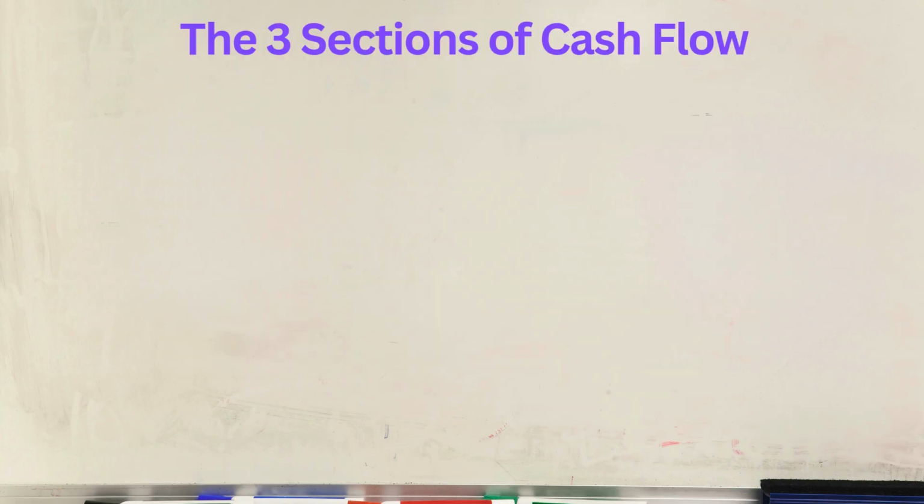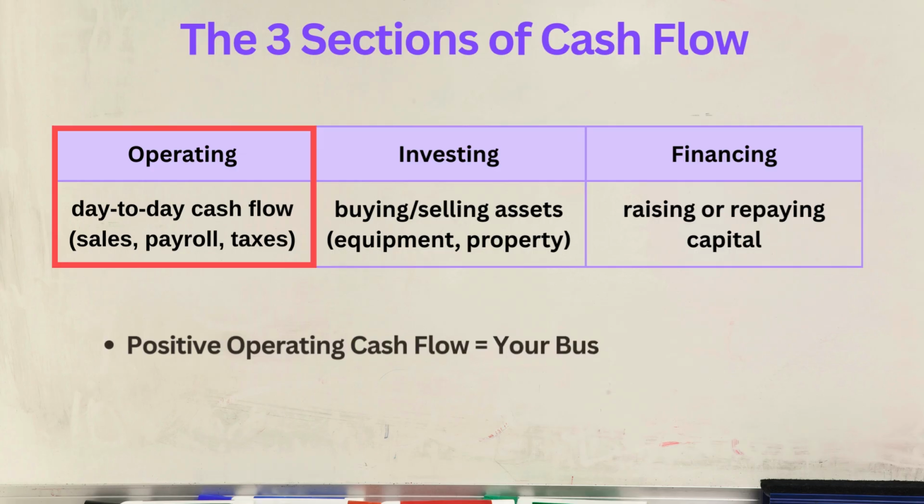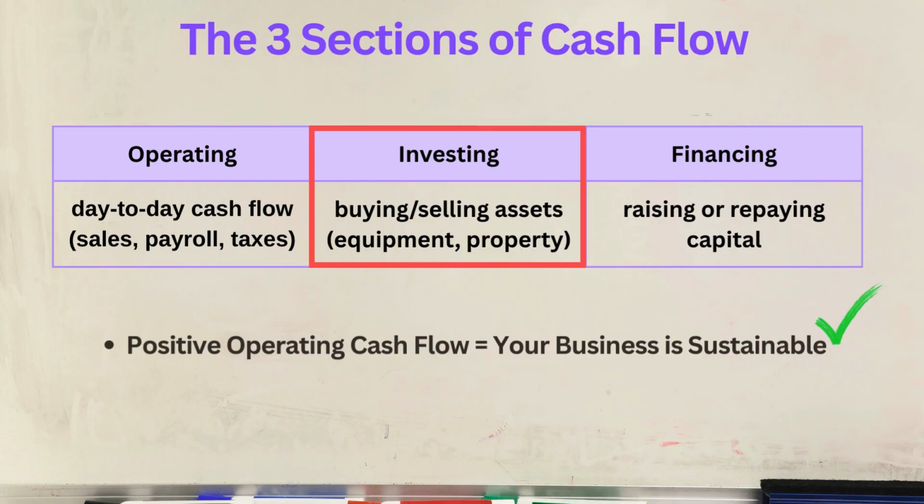Now, let's break down how cash flow is actually organized in your financial statements. There are three main sections, and each one tells a different part of your story. First, operating activities. This is the core of your business. The money you earn from sales, the cash you pay for payroll, rent, utilities, and taxes. If your operating cash flow is consistently positive, that's a strong sign your business can sustain itself from its day-to-day work.